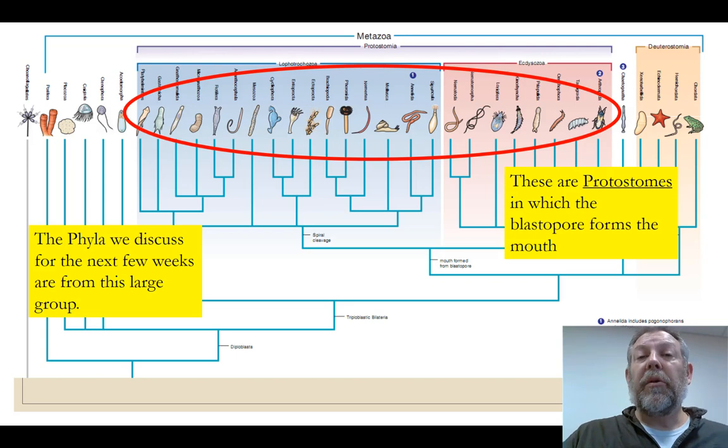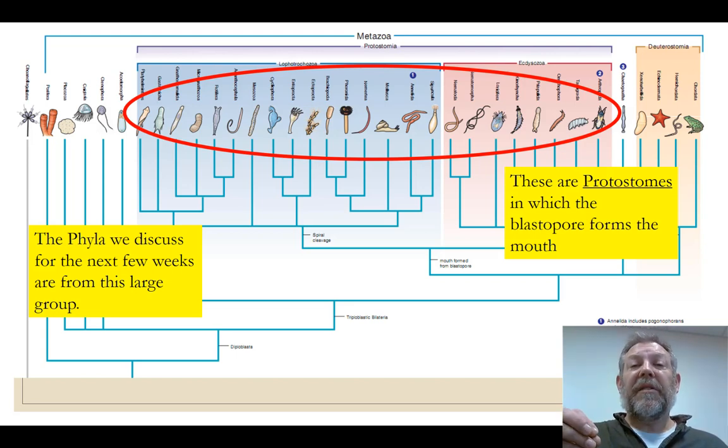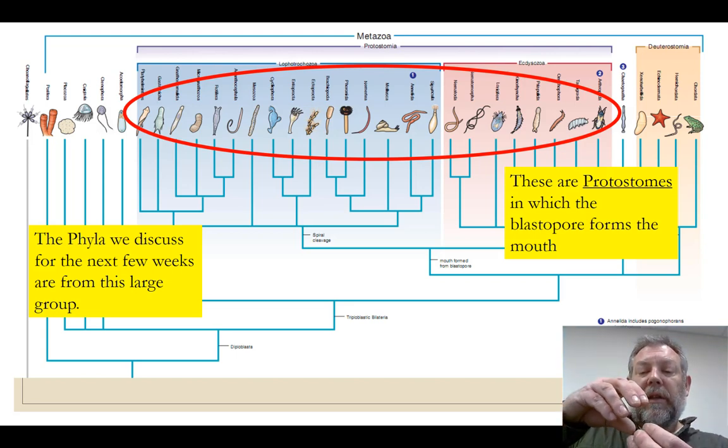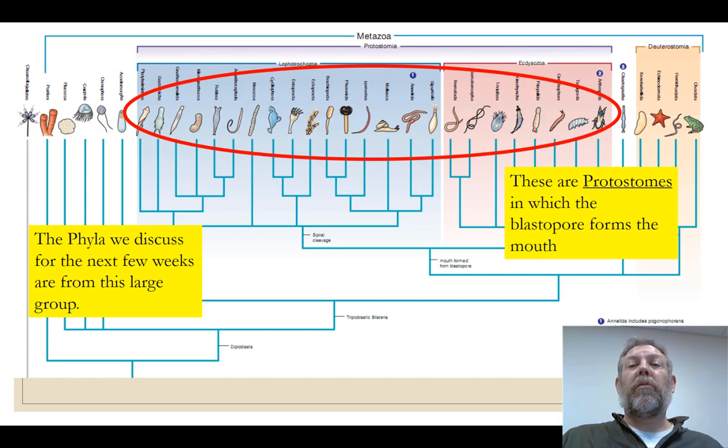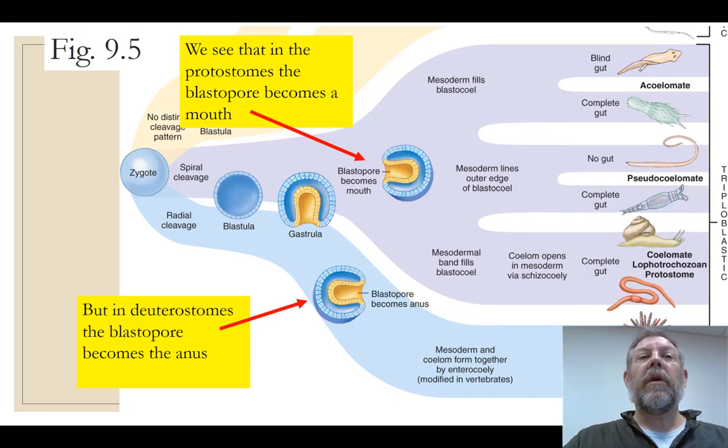Another thing about the protostomes, you recall, is that the blastopore, where that invagination occurs, will become the mouth in the protostome. Protos first, stome, eat, or mouth. So this is the mouth first, whereas in the deuterostome, that blastopore will become the anus. The anus forms first. And that's what we're seeing here.